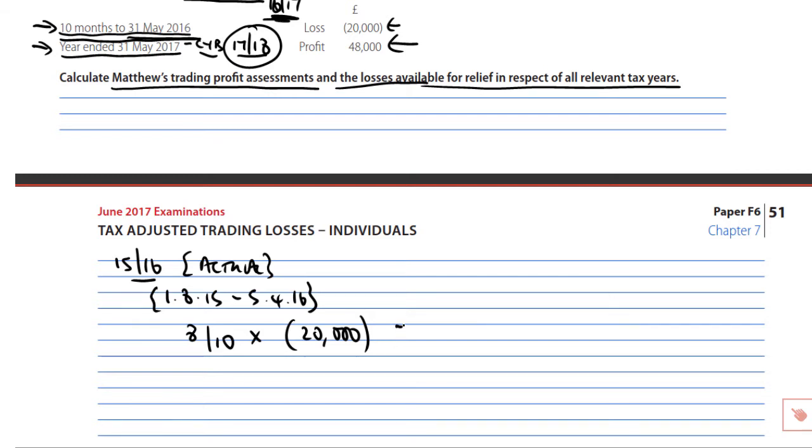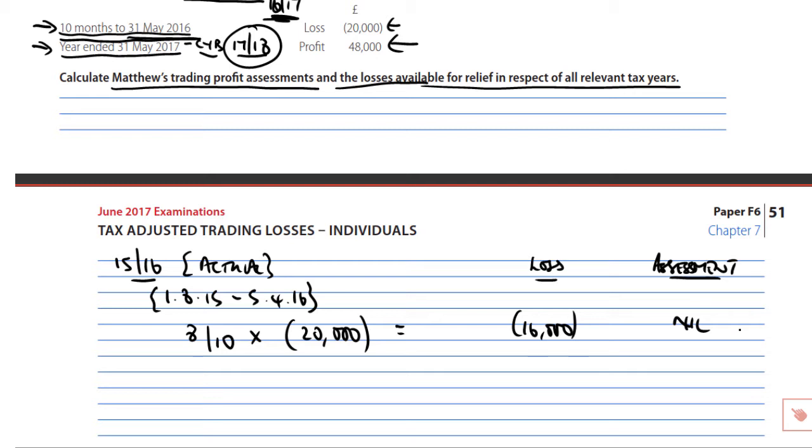Now the result of that calculation tells you two things. Firstly, the loss that is available, and also then the assessment that will arise for the tax year. The loss, 8/10 of 20, that's a loss of £16,000. The assessment, it's a loss, therefore nil. Job done. First tax year, actual, start date to following 5th of April.